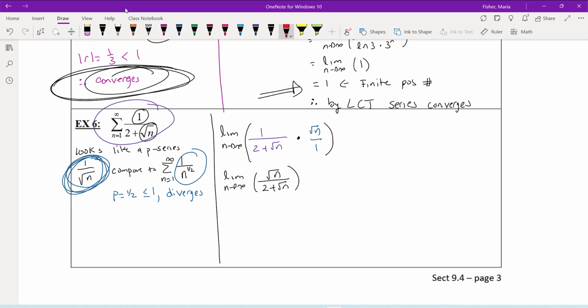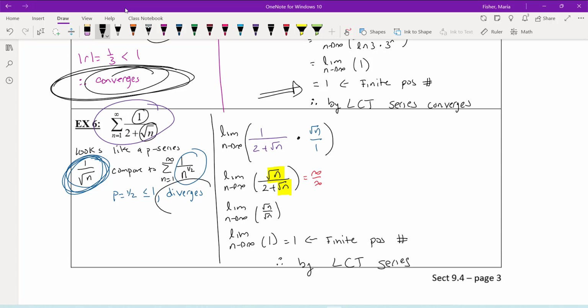Well, the limit as n goes to infinity of the square root of n over 2 plus the square root of n is currently infinity over infinity, but I know that it's really just the square root of n over the square root of n. Since I can reduce that to 1, I know that the limit as n goes to infinity there will just equal 1. Well, 1 is a finite positive number. Since it's a finite positive number, by the limit comparison test, our series diverges.